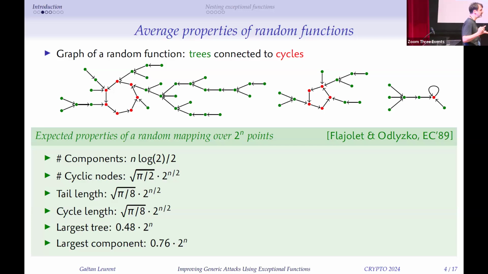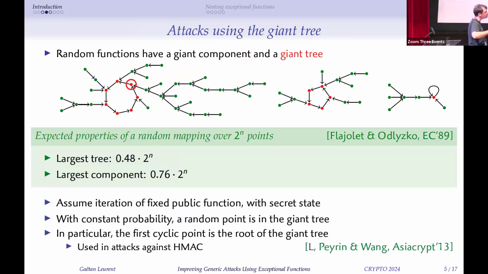And we know lots of properties, on average, over all random functions. We know the number of components, cyclic nodes, tail length, cycle length, the size of the largest tree, the size of the largest component. And this is very interesting for cryptanalysis. Many of those properties have been used.